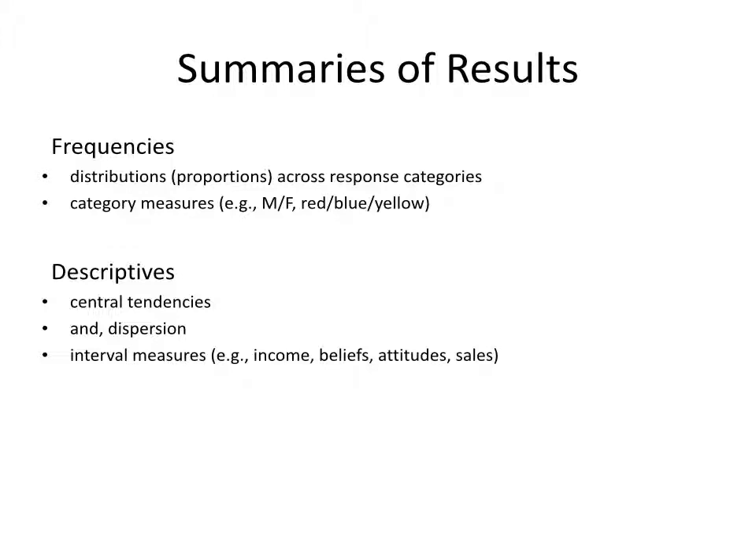Descriptives are used to summarize data in terms of central tendencies and dispersion. Descriptives are statistics appropriate to interval and ratio scaled measures. For example, income, beliefs, attitudes, sales levels. Much more effective to describe, say, a set of 2,000 different incomes in terms of the average, rather than to rattle off each of the 2,000 different income scores.